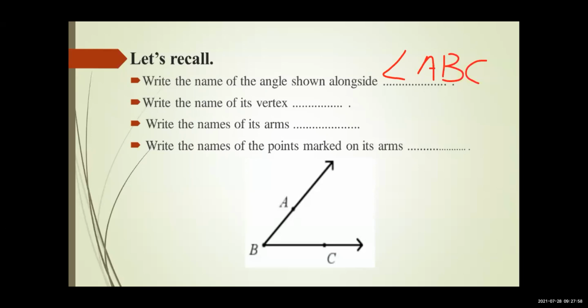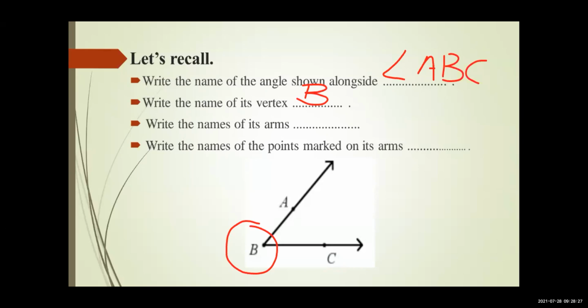Next question: write the name of its vertex. What is the vertex over here? Very good. The vertex is B. See here, this is our vertex, the single point that joins the two arms. So our vertex is B.